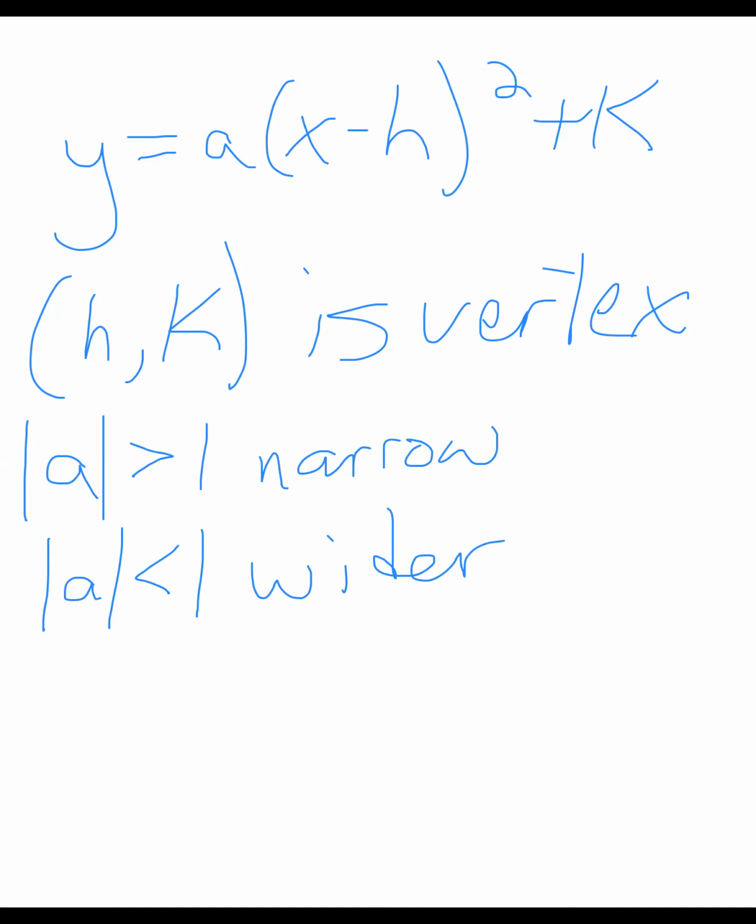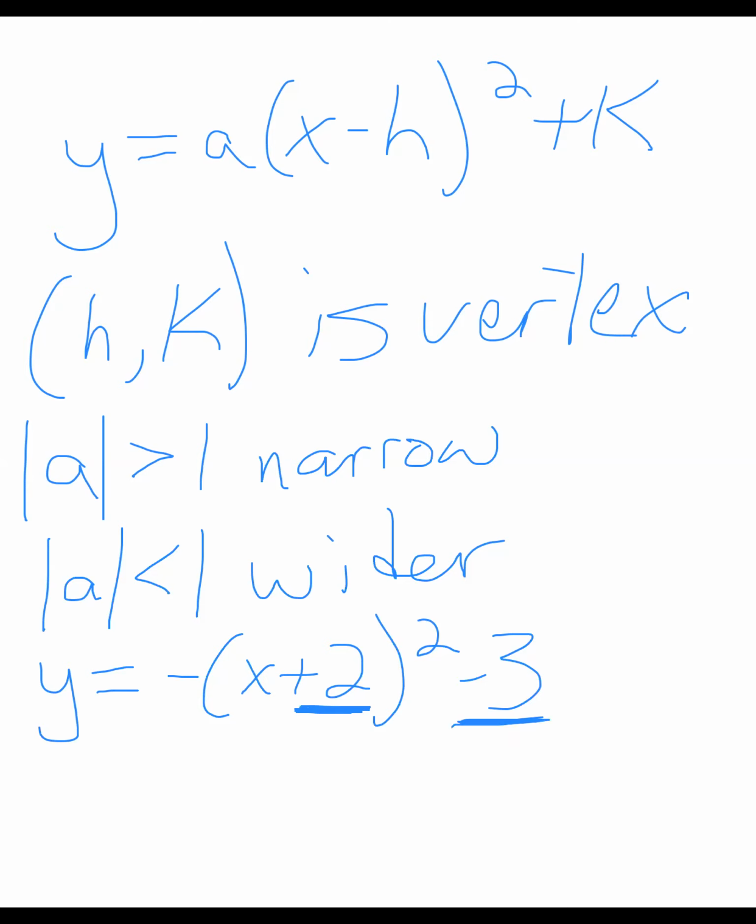So let's just do an example real quick. If I gave you this equation and asked you what the vertex was, it's always just going to be, anything in there with x, you really want to do the opposite of what you see. So it's going to be -2, comma, and then whatever this number is. So the vertex is literally just that easy, -2, comma, -3. You don't have to compute anything. It's just there. You see it.